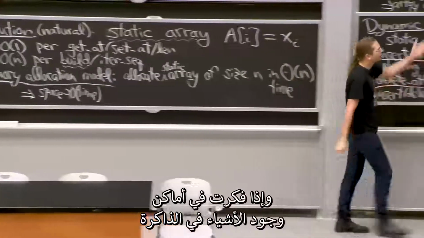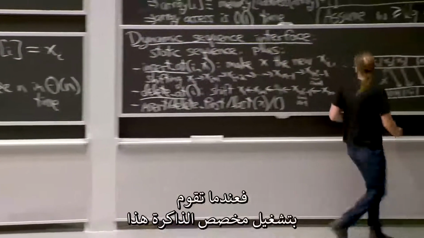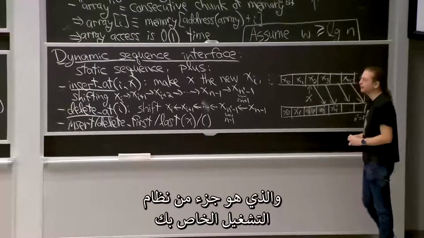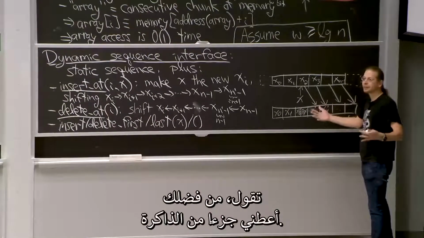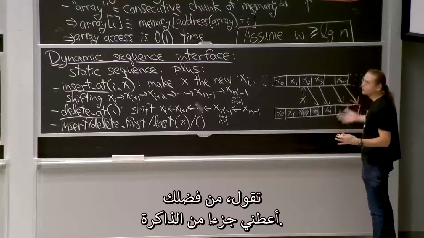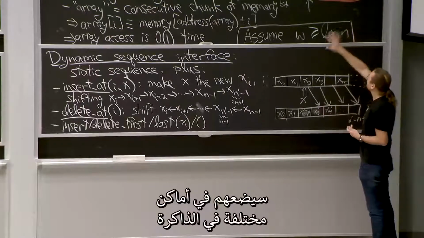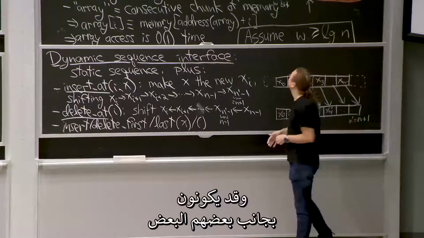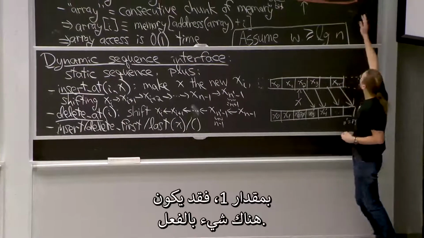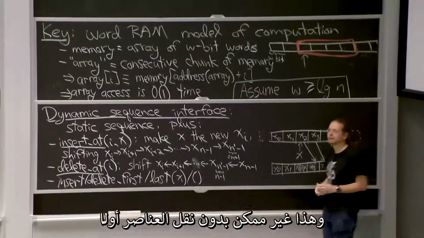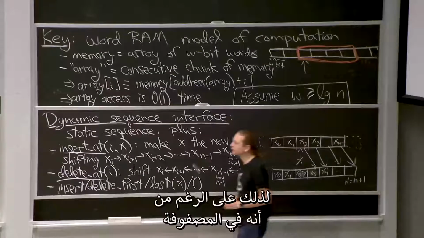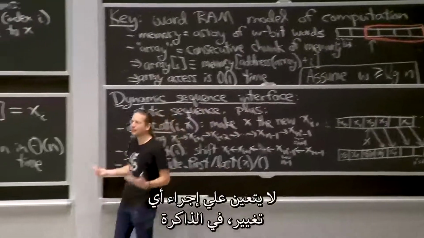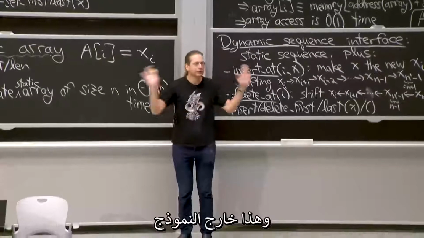And if you think about where things are in memory, when you call to this memory allocator, which is part of your operating system, you say, please give me a chunk of memory, it's going to place them in various places in memory, and some of them might be next to each other. So if I try to grow this array by 1, there might already be something there, and that's not possible without first shifting. So even though in the array I don't have to do any shifting, in memory I might have to do shifting, and that's outside the model.